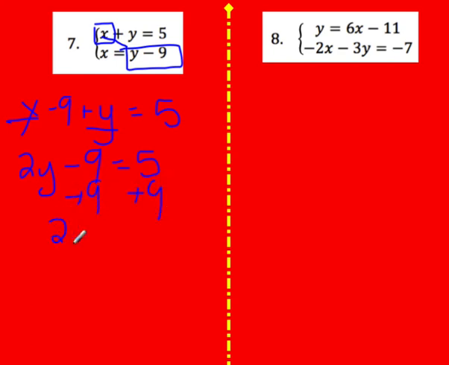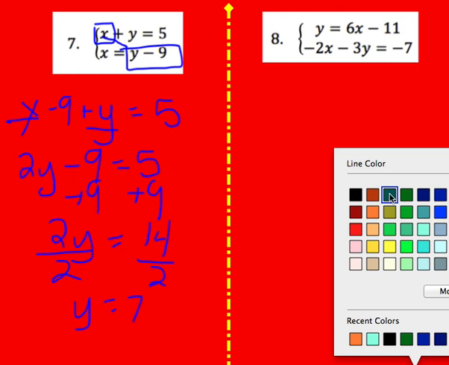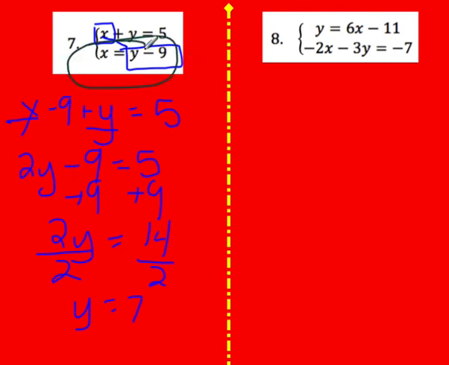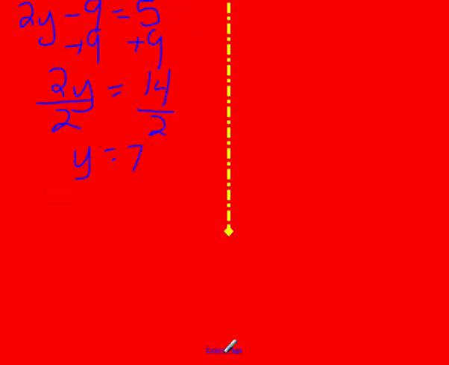That gives me 2y is equal to 14. Divide both sides by 2, and I get that y is equal to 7. So now I need to plug that back in. So I'm going to take this second equation, and I'm going to write it out exactly as is, except wherever I see a y, I'm going to plug in a 7 instead. So now I have x is equal to 7 minus 9, and that's negative 2. So we're going to write that out as a coordinate point, negative 2, 7. And that's your final answer.